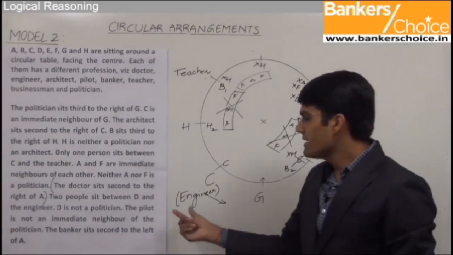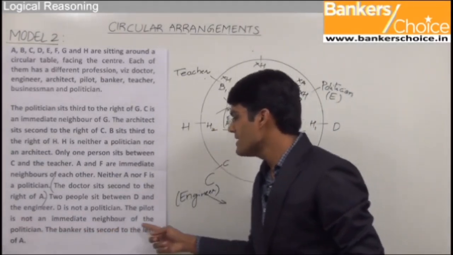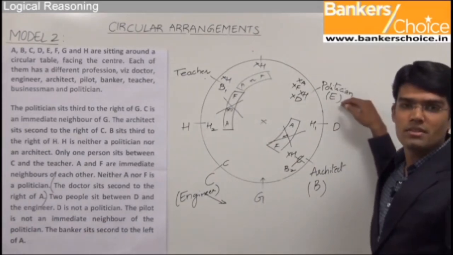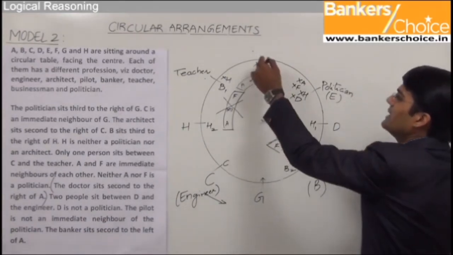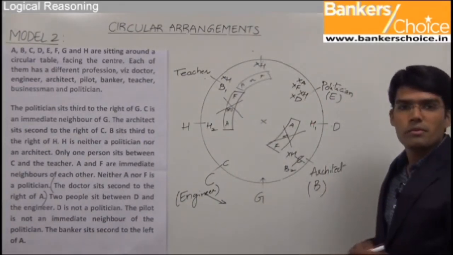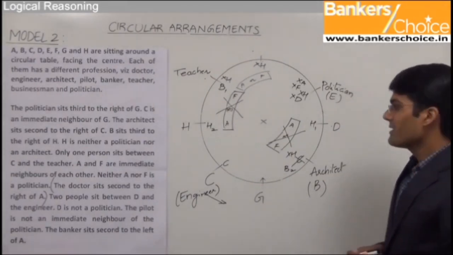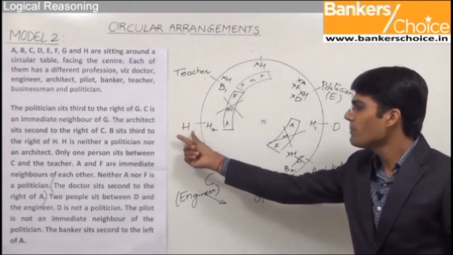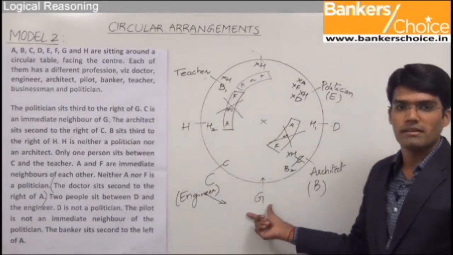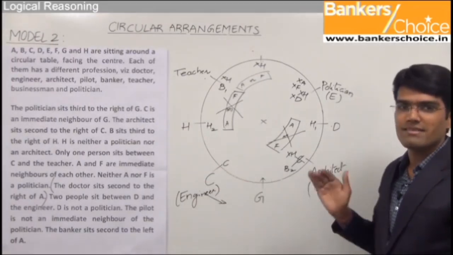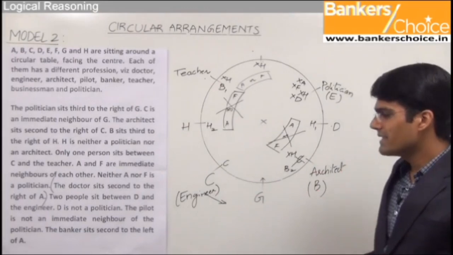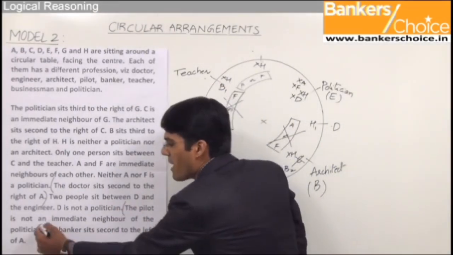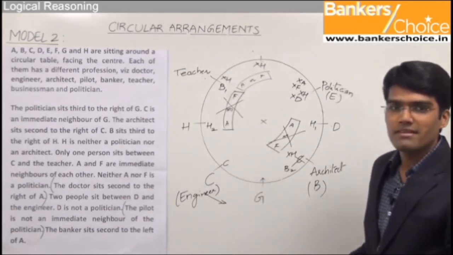The next statement is the pilot is not an immediate neighbor of politician. Now as the politician has already been placed on the table, we can say that these two positions should not be occupied by the pilot, but there are two more positions available, that is either H can be a pilot or G can be a pilot. As the given statement doesn't give the exact information, let us leave it and move to the next one. But before leaving that statement, simply mark it, which means the statement is still pending.